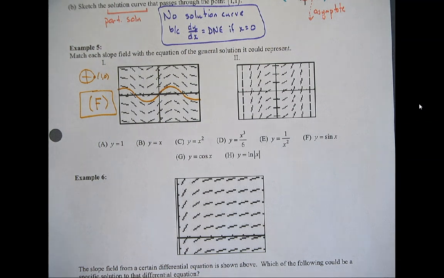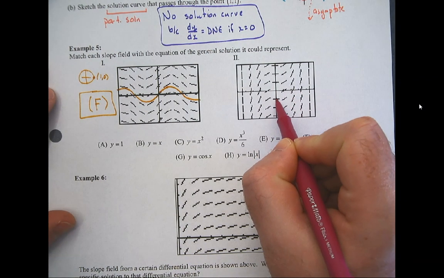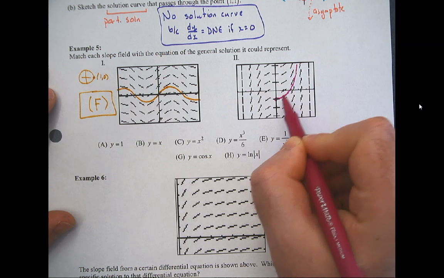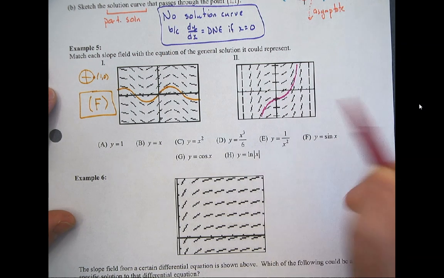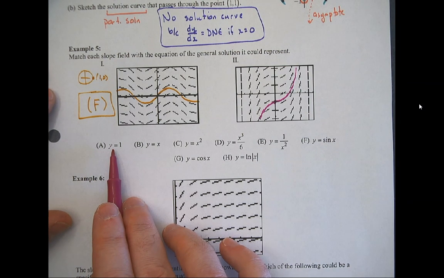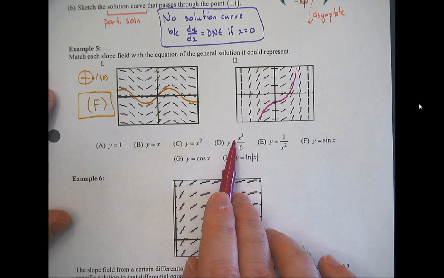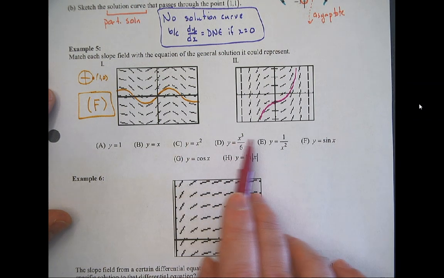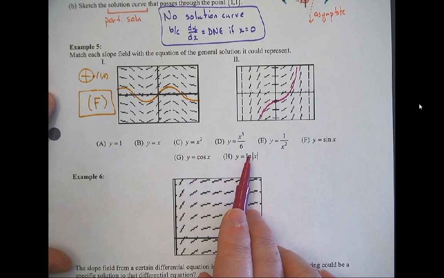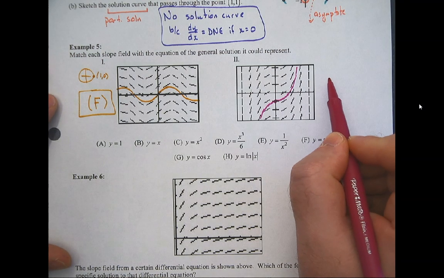All right, let's try it again for the next one. I like doing the particular solution thing. So it's going to look something like that. Looking at my functions, is that a horizontal line? No. Is that the identity line? No. Is that a parabola? No. Is that a cubic? Yes, could be. Is it a rational or reciprocal squared? No. Is it a trig? No. Is it a natural log? No. So this is definitely going to be E. No, sorry, D.